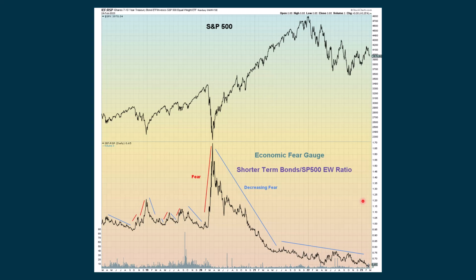This chart tries to measure fear against complacency. When this is really spiking up, that means there's a lot more fear. When it's going down, that means there's decreasing fear. We're really not getting any useful readings from this over the last year or so. I still look at it every day, but it really hasn't been all that insightful.